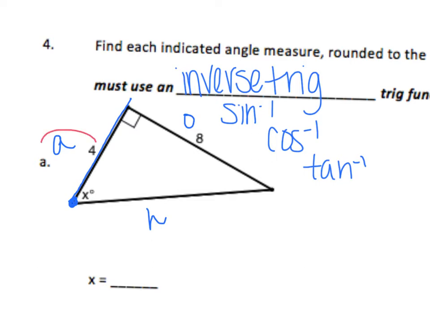So looking at the sides I have, I've got 4 and I've got 8. Those are the adjacent and opposite sides. So I'm going to use tangent because I have O and A. So I'm going to set this up.